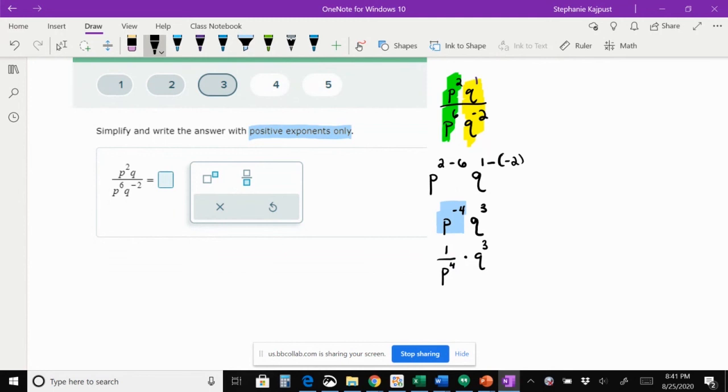Then we want to combine it into one fraction, and anything that's not a fraction automatically goes on top. So our final answer is q to the 3rd over p to the 4th. And so once you've got no more negative exponents, and we only have one of each letter, that is how you know that you're done, basically.